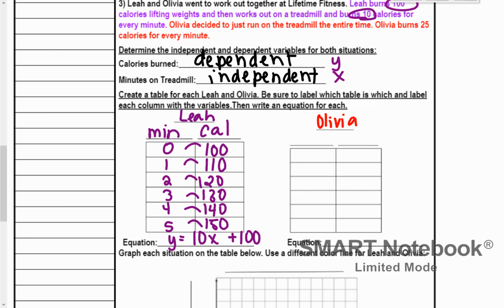Olivia just ran on the treadmill the whole time, so this is going to be one of those simple equations. She burns 25 calories every minute. She didn't burn any previous calories, so this will be an easier example than Leah's.